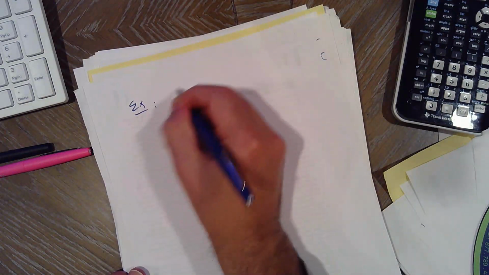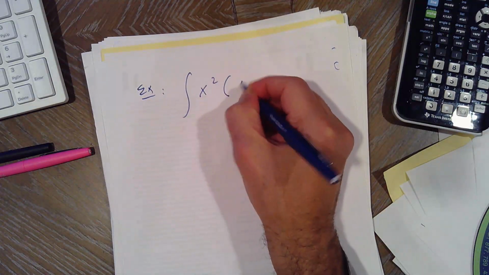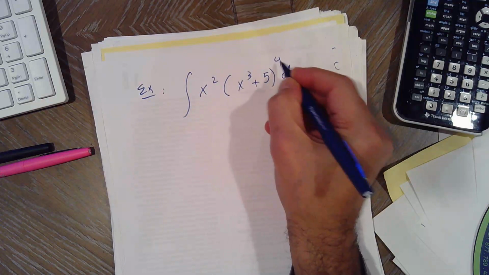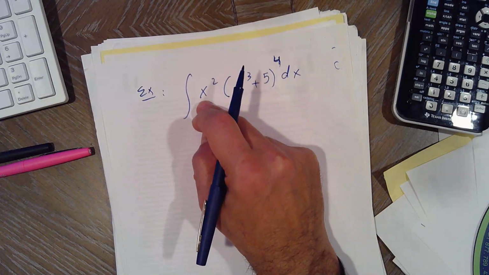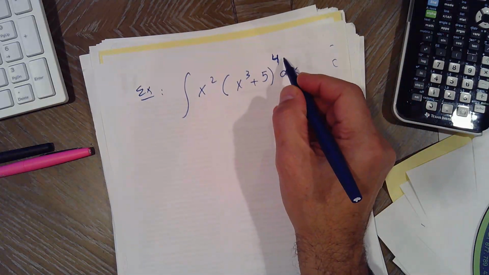Okay, so here's an example. How do we integrate x squared times x cubed plus 5 to the 4 dx? Some students on tests actually work this out, multiplying it out 4 times by x squared, then integrating. That's crazy. What if this was to the 40th power?